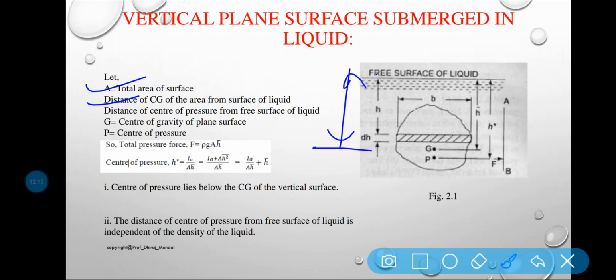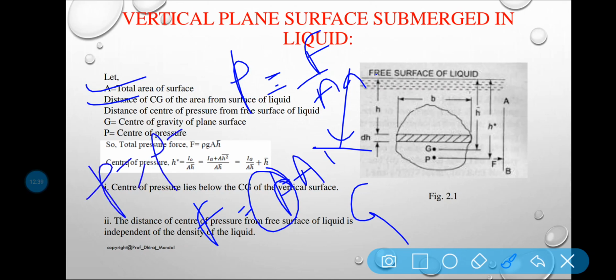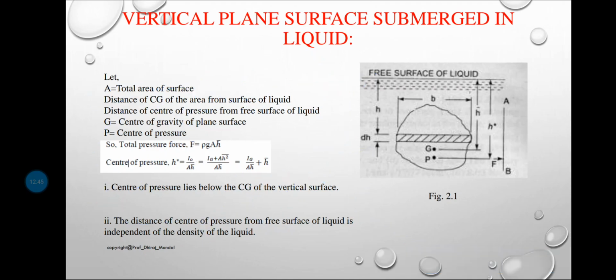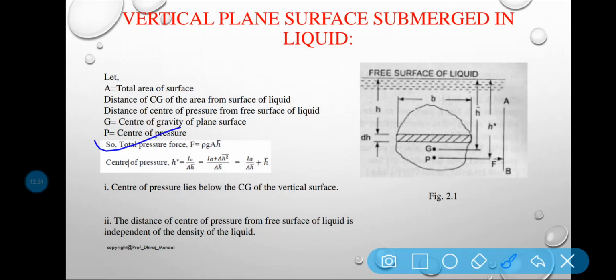From the CG to the free surface, G is the center of gravity and P is the center of pressure. Now, the total pressure: you know that pressure P is equal to force per unit area, so ultimately force is equal to P into A. Here A bar you have to take, so the total pressure force F is equal to rho g A H bar.